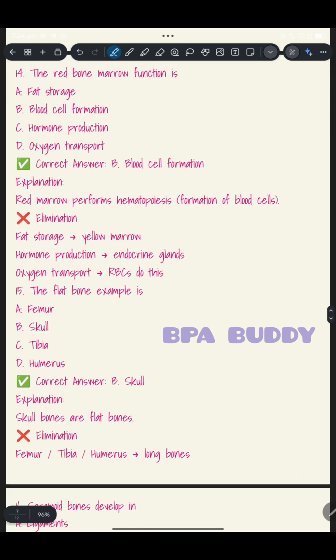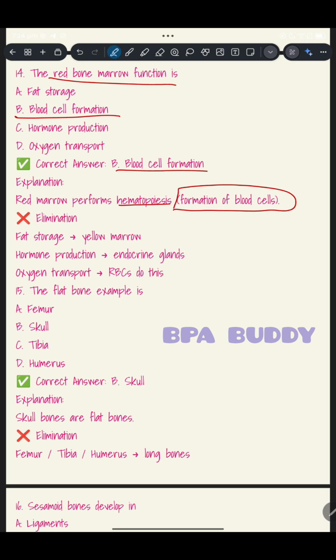The red bone marrow function is to form the blood cell. So blood cell formation, it performs hematopoiesis, which is basically the formation of blood cells. Fat storage is done by yellow marrow. Hormone production is done by endocrine glands, and oxygen transport is done by RBCs.